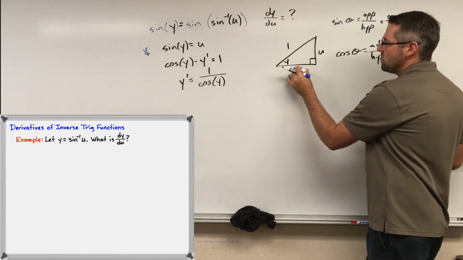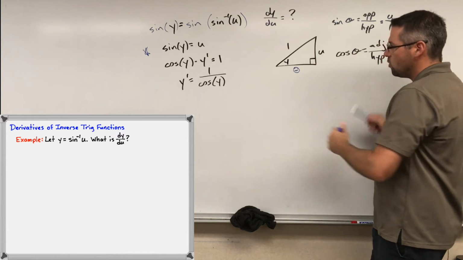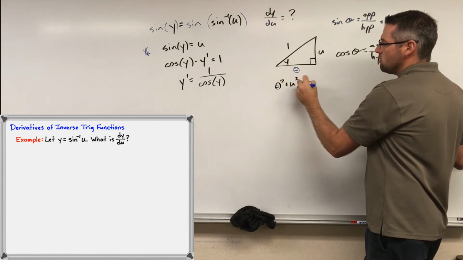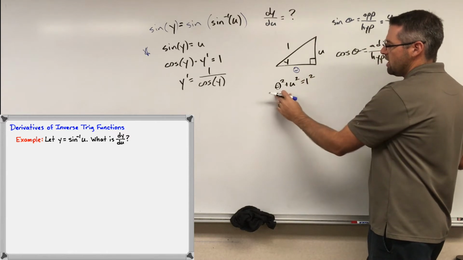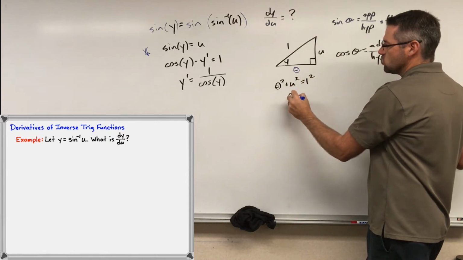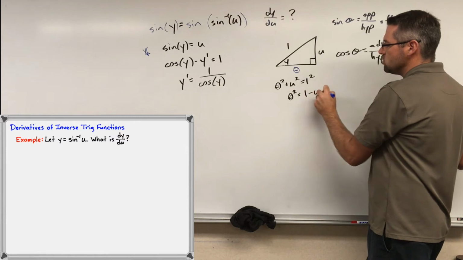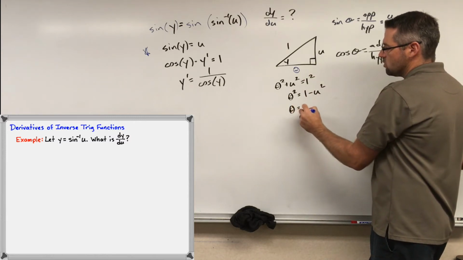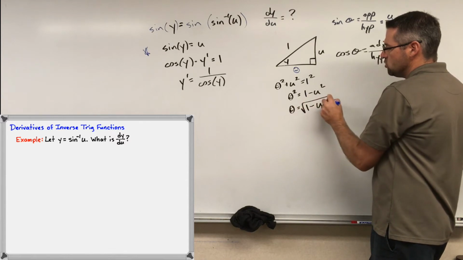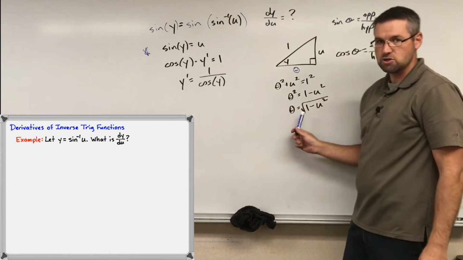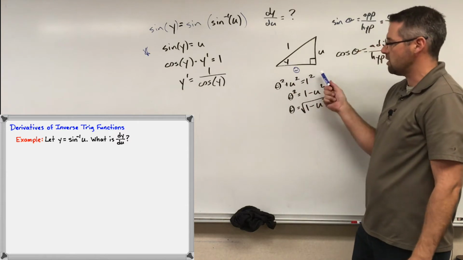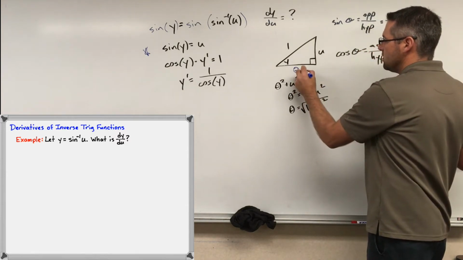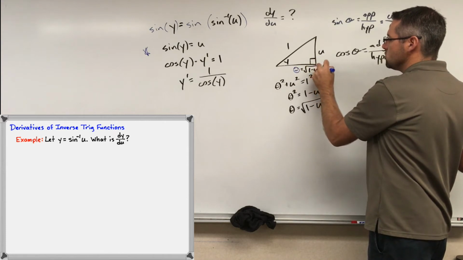I'll put a little happy face here to represent that variable. We would say happy face squared plus u squared equals 1 squared. And then we isolate happy face. So we end up with happy face squared equals 1 minus u squared, because I squared the 1. And then when we square root that, we get the happy face equals radical 1 minus u squared. And we don't do the negative version of that because we're talking about a length here. So we just say radical 1 minus u squared. This side is radical 1 minus u squared.